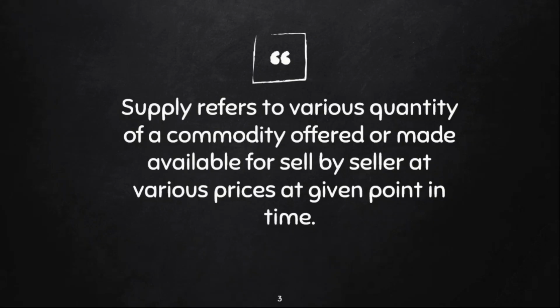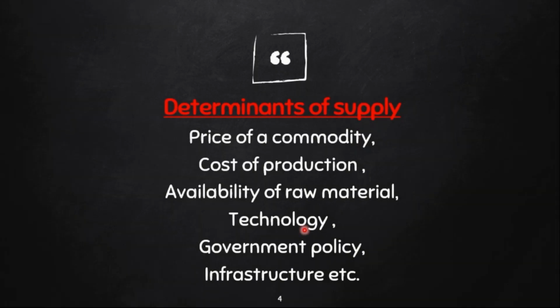Supply refers to the various quantities of a commodity offered by the seller at various prices at a given point in time. Supply of a commodity depends upon many factors such as price of a commodity, price of related goods, cost of production, technology, availability of raw material, government policy, and infrastructure.